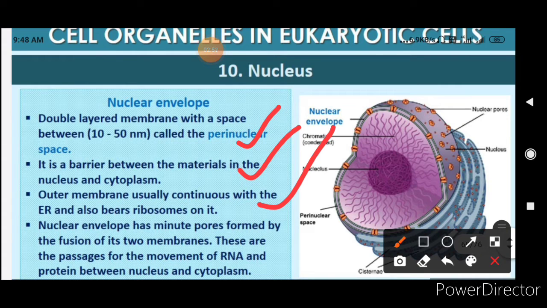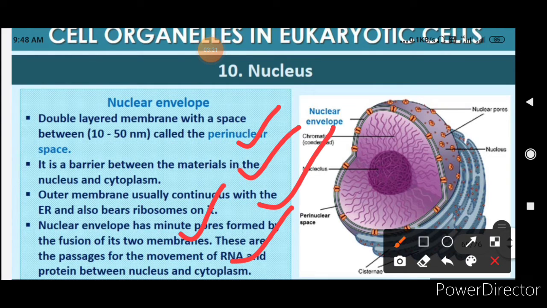Now this nuclear envelope has minute pores formed by the fusion of its two membranes. These are the passages for the movement of RNA and protein between the nucleus and the cytoplasm. Okay. So nuclear envelope is a double layered membrane with a space between 10 to 15 nanometer called the perinuclear space. It is a barrier between the materials in the nucleus and cytoplasm. Outer membrane usually is continuous with the ER and also bears ribosomes on it.